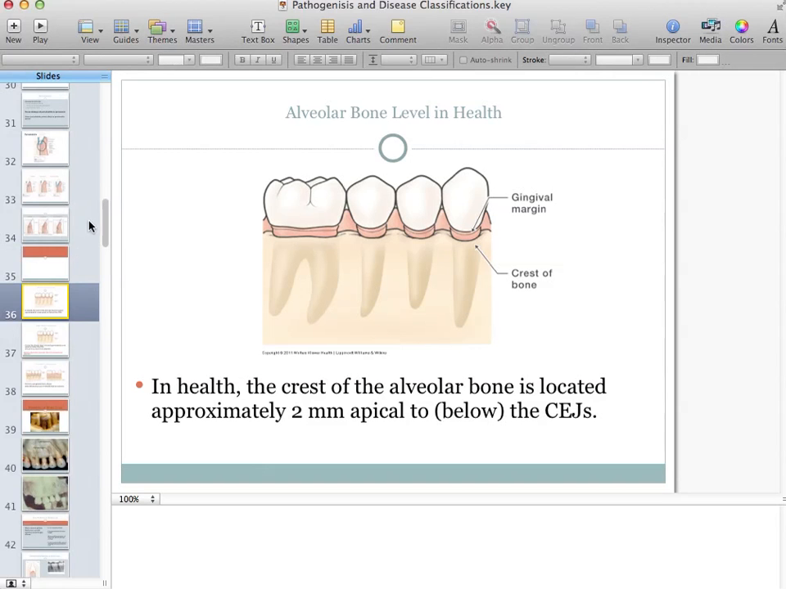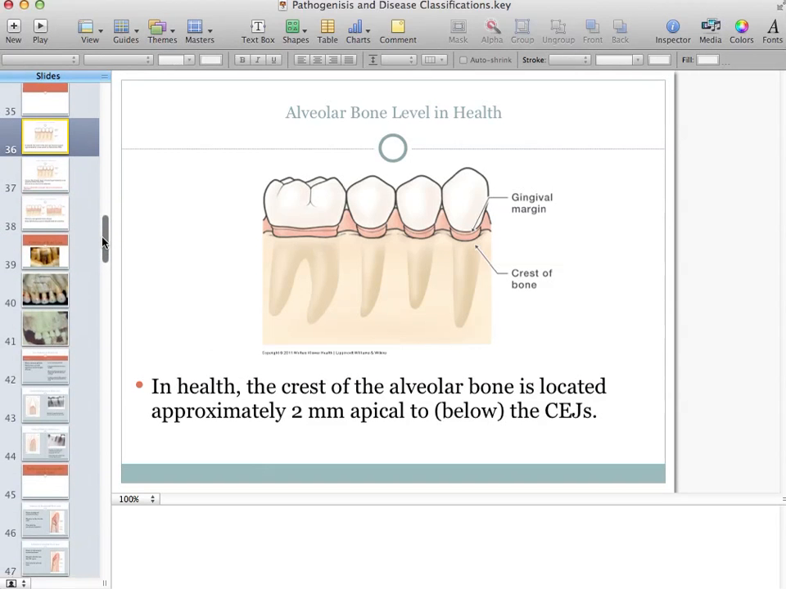All right. So let's talk about bone levels real quick. In a healthy mouth, the crest of the alveolar bone is 2 millimeters below the CEJ, right? It's normal to have 1 to 2 millimeters of bone loss at the CEJ because that's where the bone sits naturally in a healthy mouth. Okay.